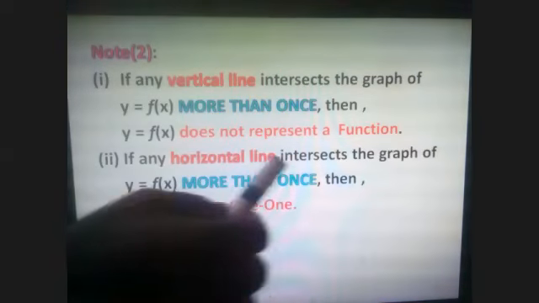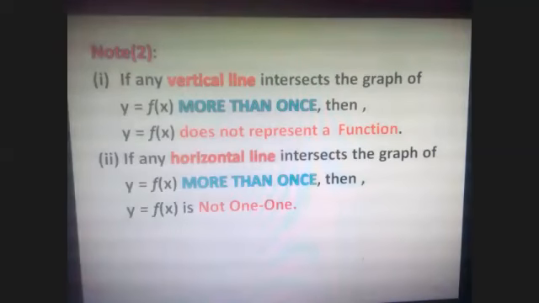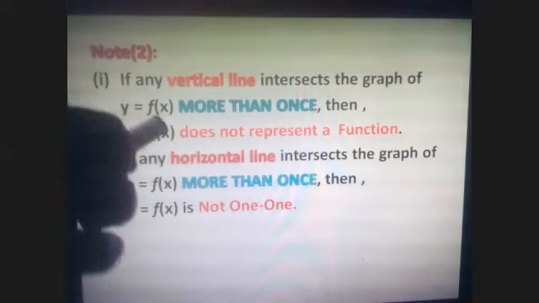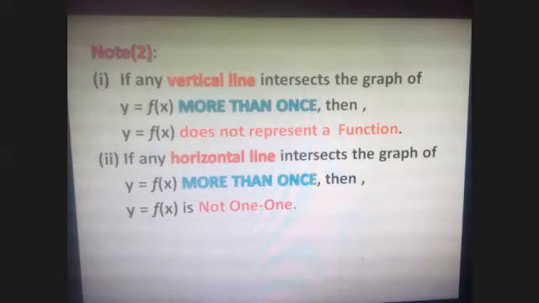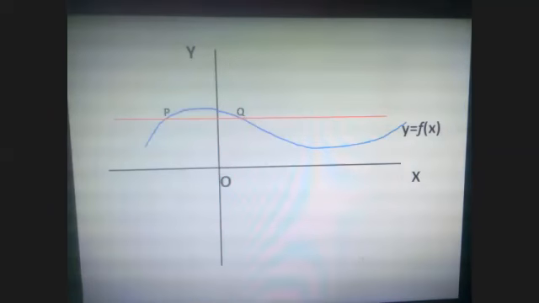Further, note 2. If any horizontal line intersects the graph of y equals f(x) more than once, then y equals f(x) is not one-to-one. If a vertical line intersects more than once, it is not a function at all. If a horizontal line intersects more than once, it cannot be one-to-one. It's simple. Then I have a different graph. I draw a horizontal line. At least one horizontal line intersects the curve more than once.